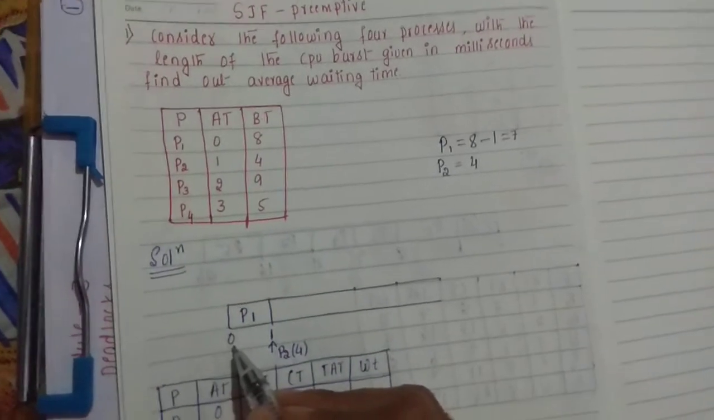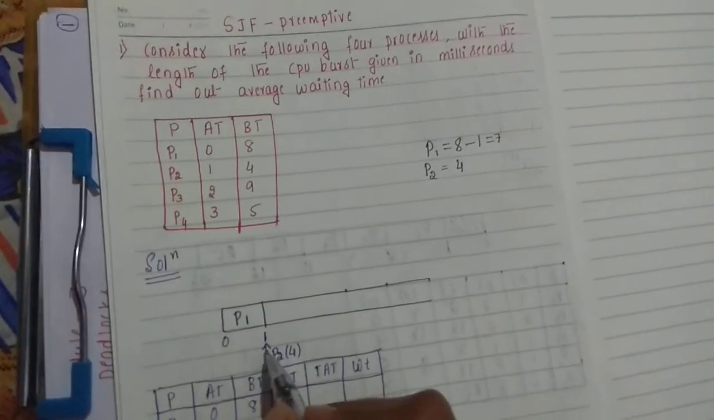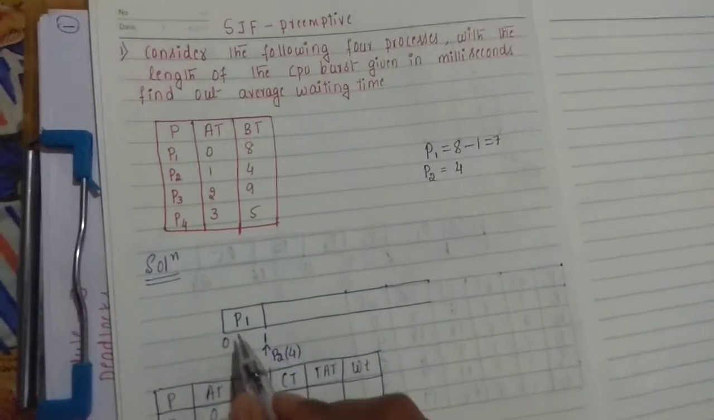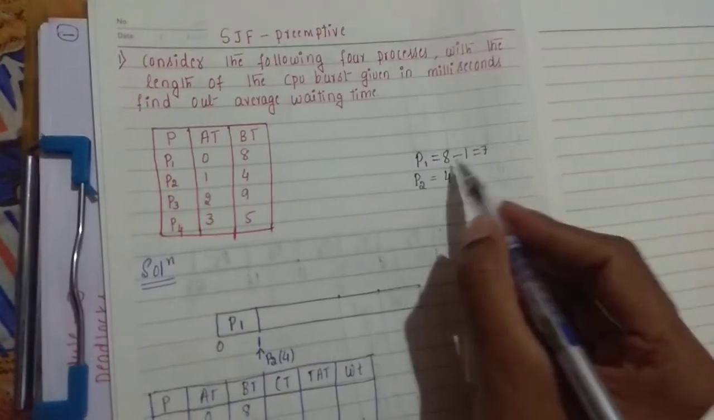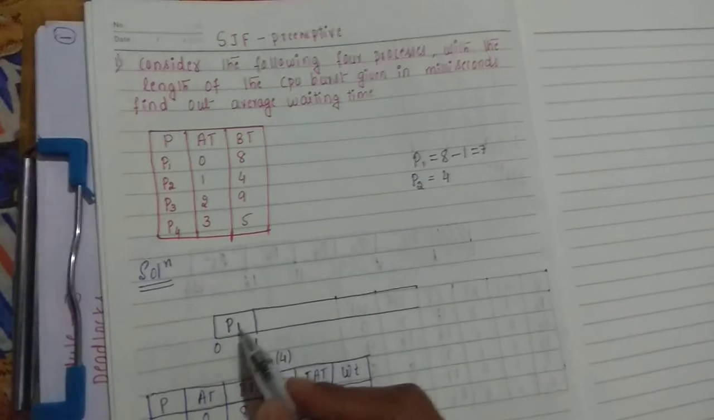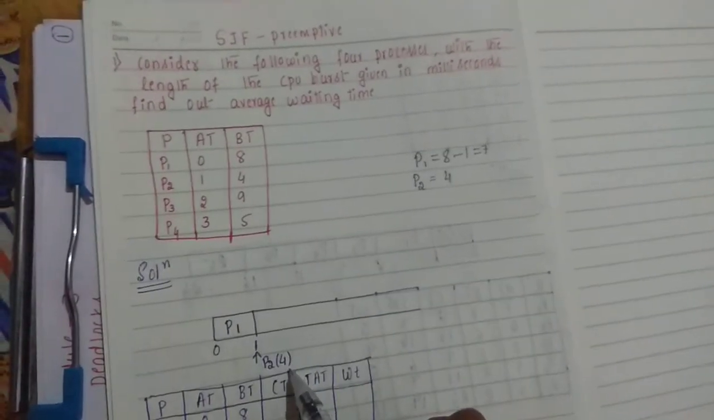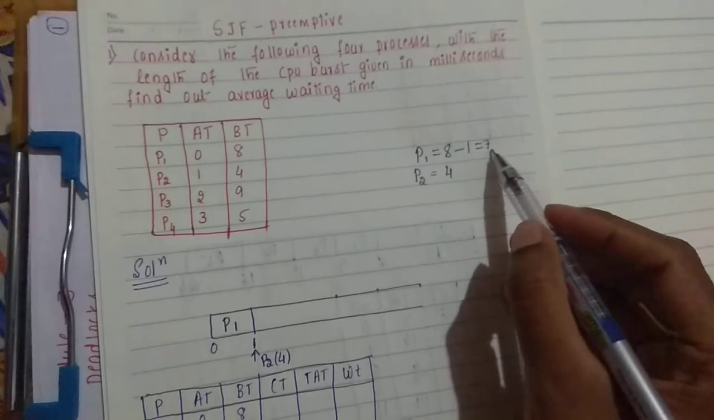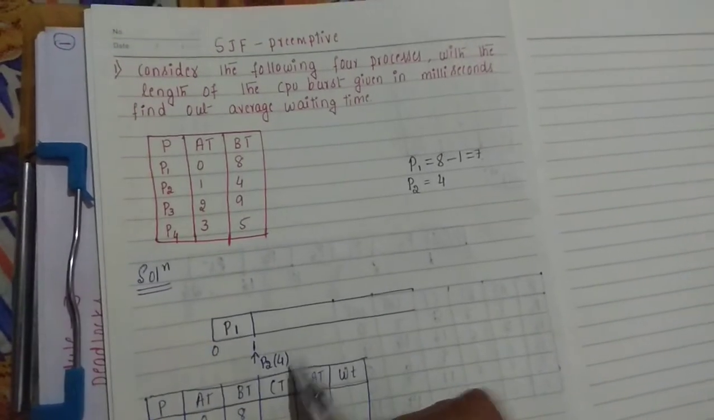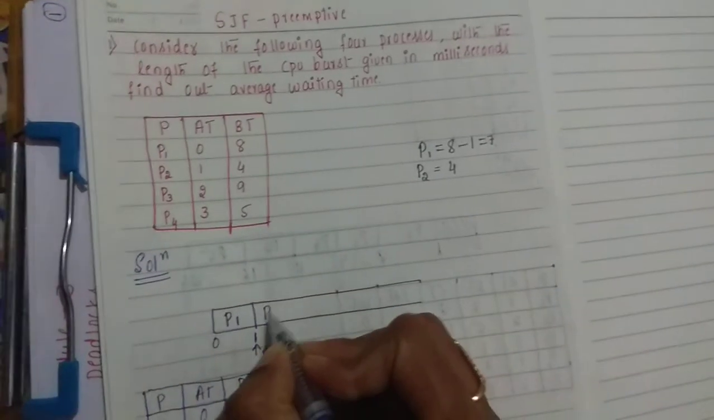At 0 milliseconds you had only one process; I did not have any option, selecting process P1 was the only option. But now at 1 millisecond you have two processes, P1 and P2, and P1 has a burst time of 7, that is 8 minus 1, because 1 millisecond is already executed. Process P2 has 4 milliseconds, so you need to compare 7 milliseconds and 4 milliseconds. Who has the least now? That is process P2.